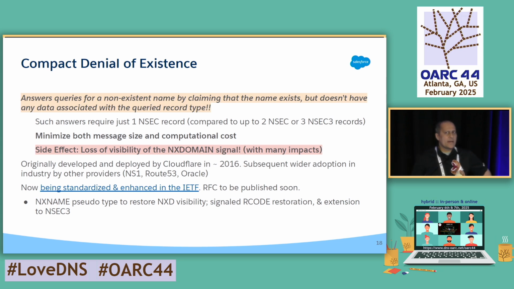So I think it was around 2016, Cloudflare came up with another clever way of doing authenticated denial of existence. And what they did was they answered queries for a non-existent name by claiming that the name actually existed. It just didn't have any data for the record types you're actually querying for, right? And then this caused a little bit of a commotion at the time.